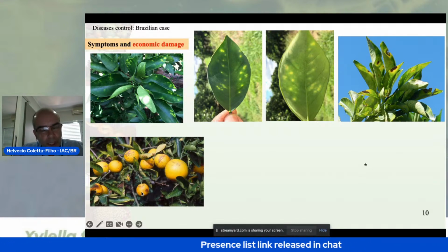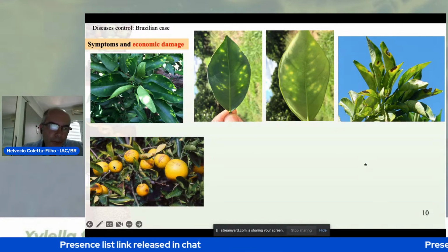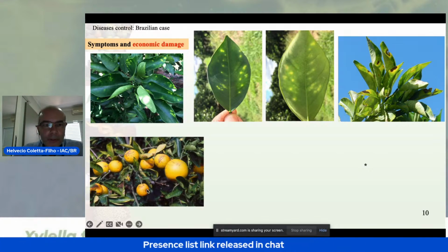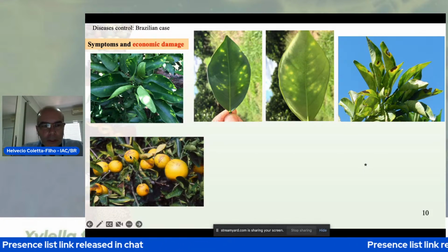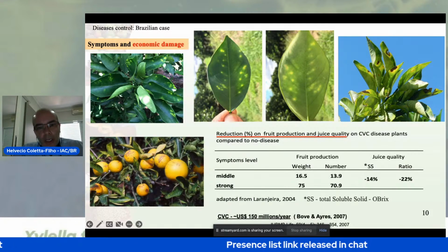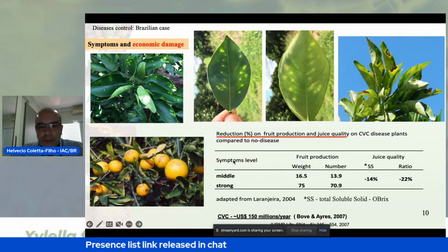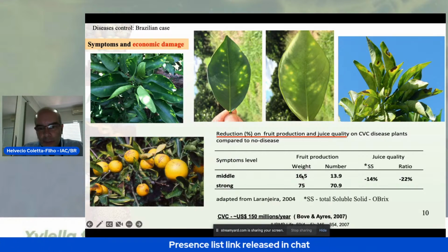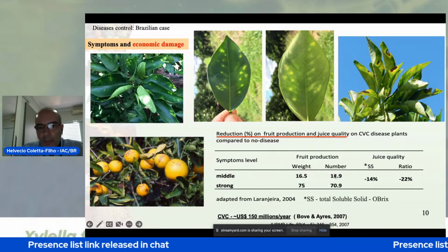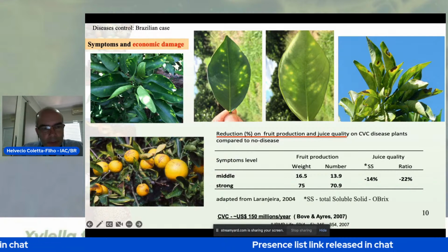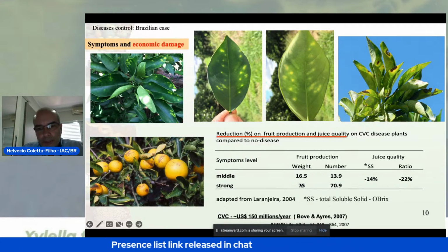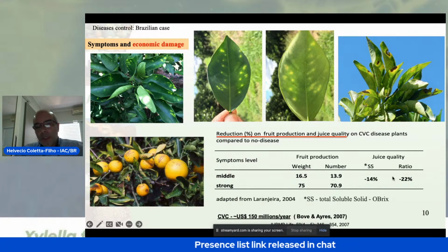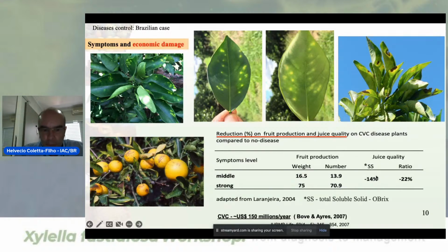The most damage of Xylella in citrus occurs in the fruits: a great reduction in fruit size, and with severe disease the fruits are small and hard, with little juice. With middle symptoms there is a significant reduction in fruit size and number of fruits per plant, but with strong symptoms, like you can see here, almost 75% of the fruit weight was reduced, as well as the number of fruits, and there is also damage to juice quality.